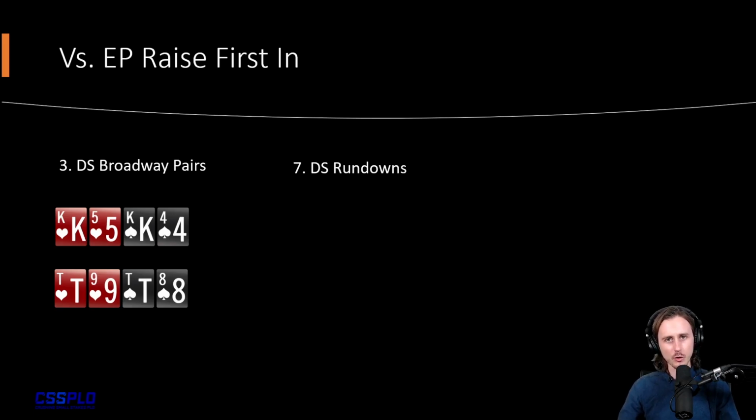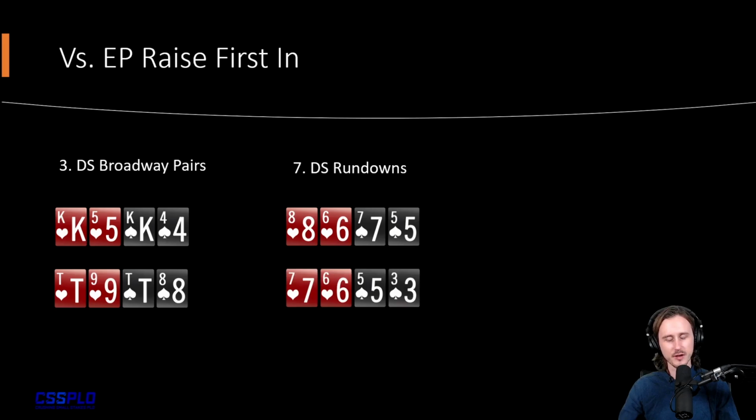Another candidate to cold call here are double-suited rundowns like 8-7-6-5 and 7-6-5-3. Now you might think that these hands are much better off 3-betting instead of cold calling, but our 3-betting range with double-suited rundowns often ends at 9 high rundowns, so 8 high and lower rundowns are actually not often used as a 3-bet, and especially not against these tight ranges.